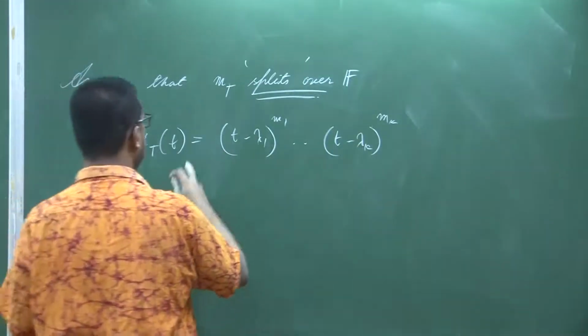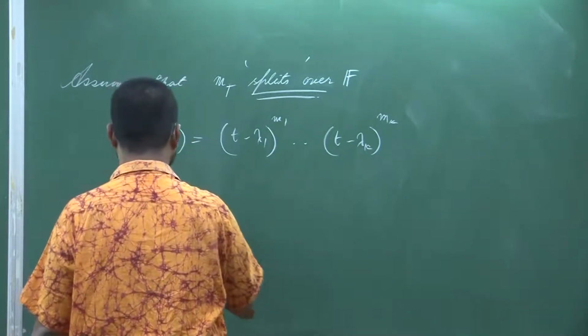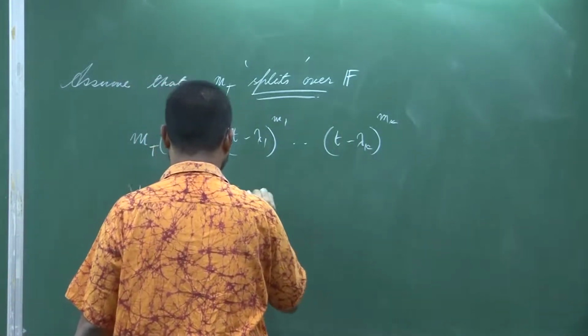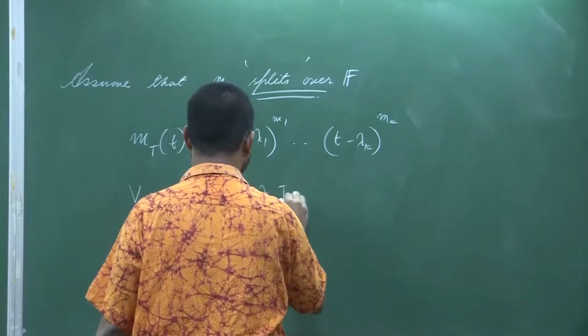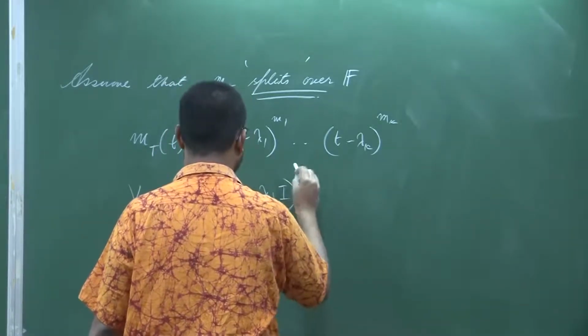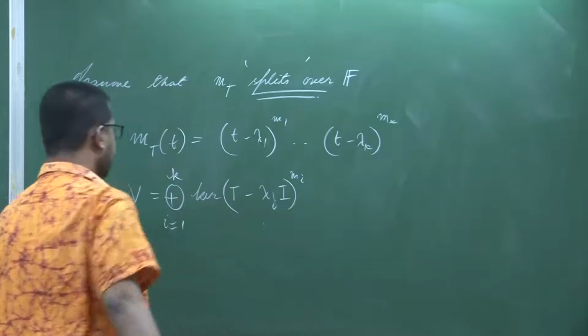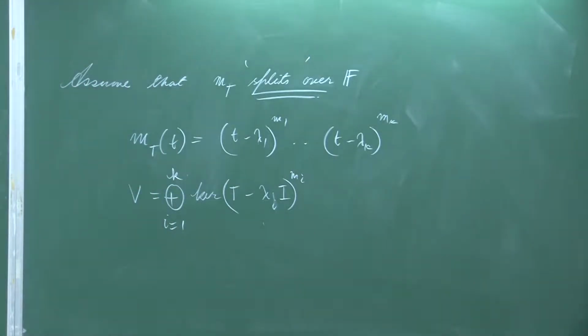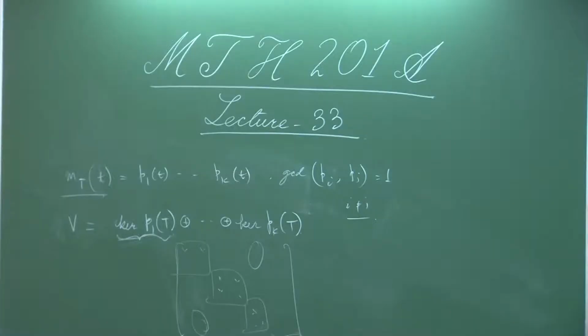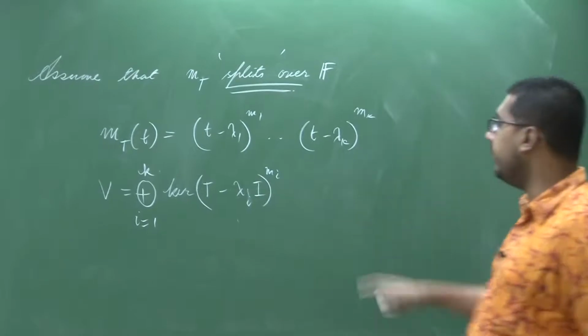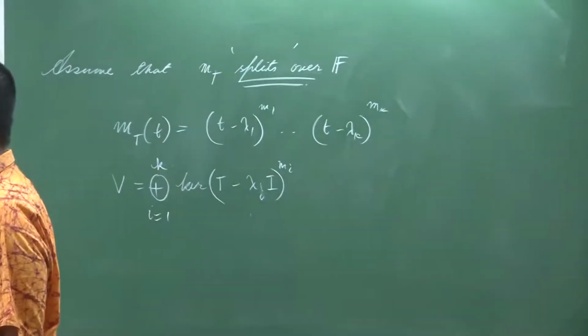Now, under this assumption, V is nothing but the direct sum, i equals 1 up to k, of the kernel of (T minus lambda_i I) to the power m_i. All right. Remember, unless we assume this, some of these P_i's, or maybe all of them, might have a factor of higher degree.